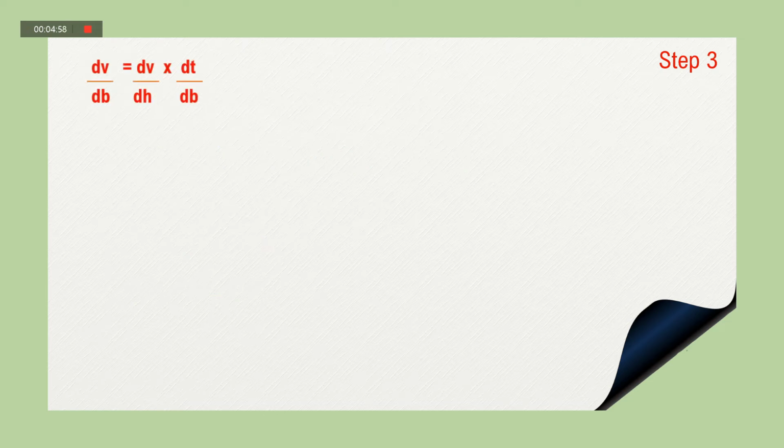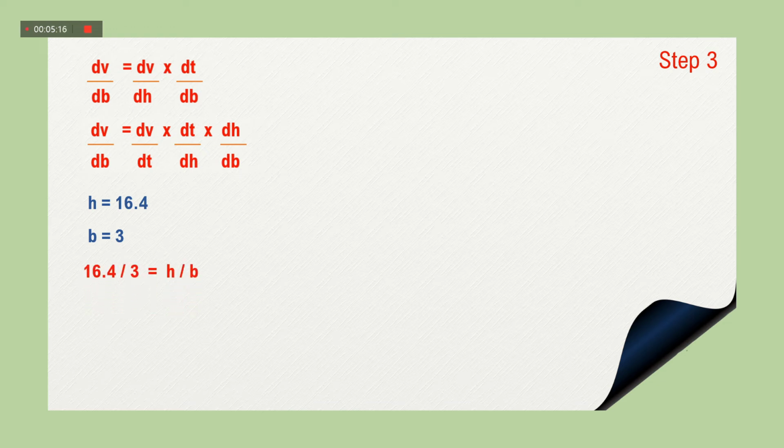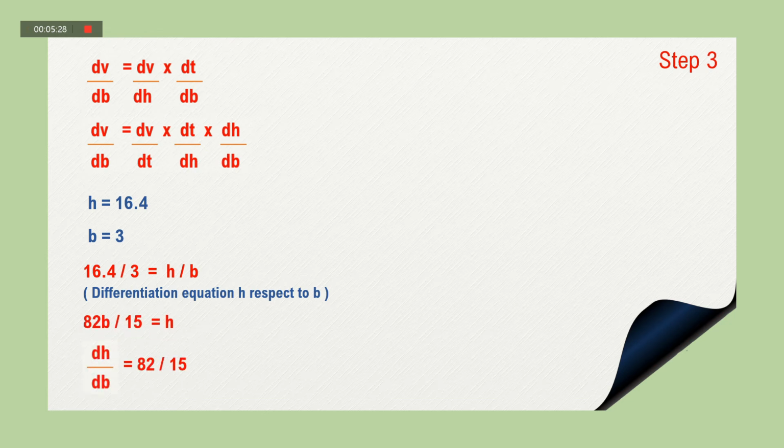Step 3. dV over dB equals dV over dH multiply dH over dB. We extend this rate of change. H is 60.4, B is 2. So H over B is 60.4 over 2. Differentiate the equation H with respect to B. So you will get the answer dH over dB equal to 82 over 50.